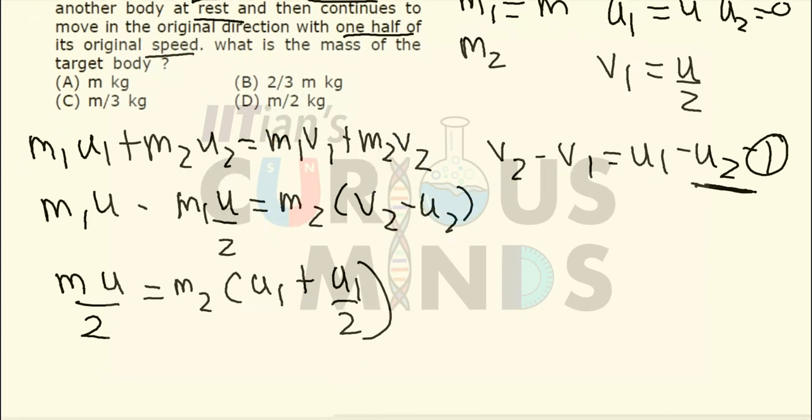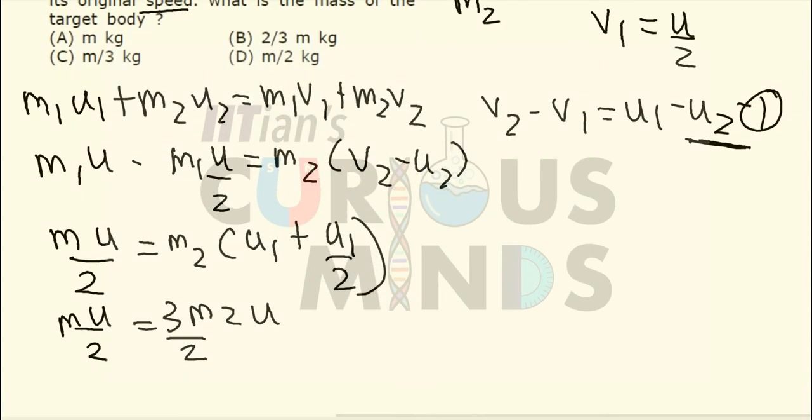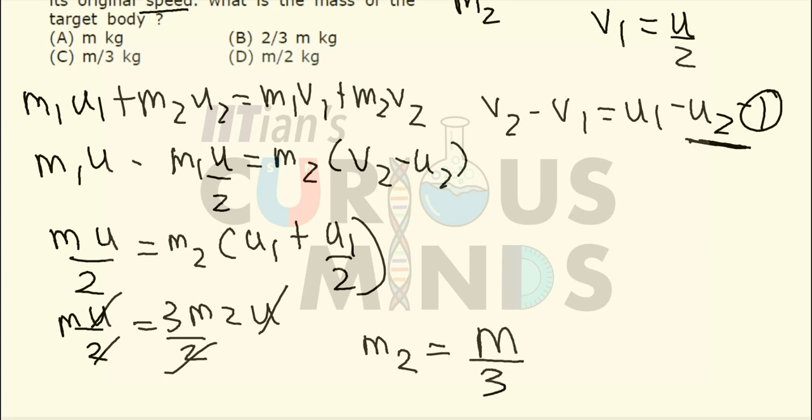So when I substitute the values, mu divided by 2 will be equal to 3 m2 divided by 2 into u. u and u will get cancelled out, and the 2 and 2 will get cancelled out. So I can say that m2 over here will be equal to m divided by 3, which is option number C.